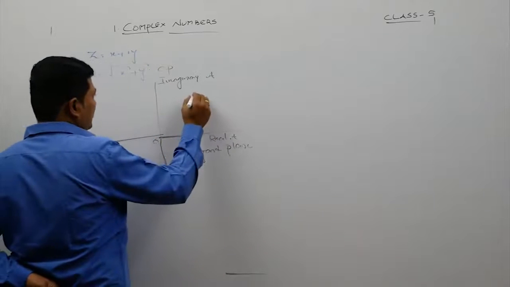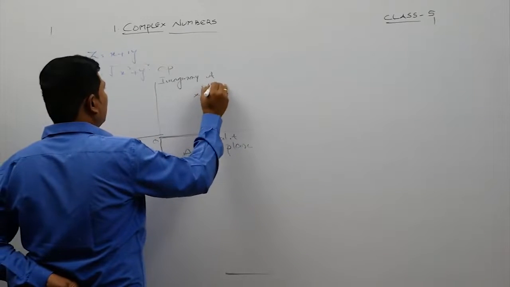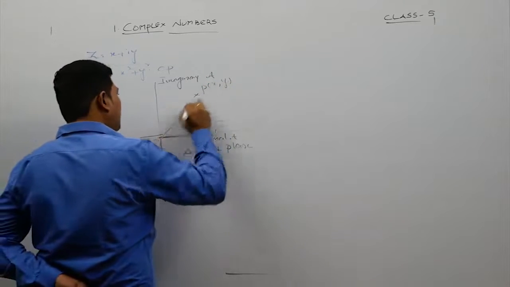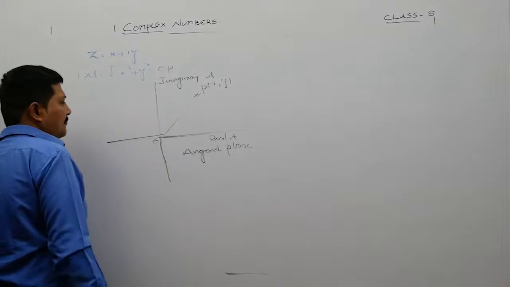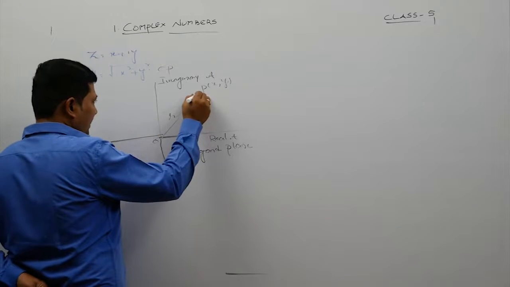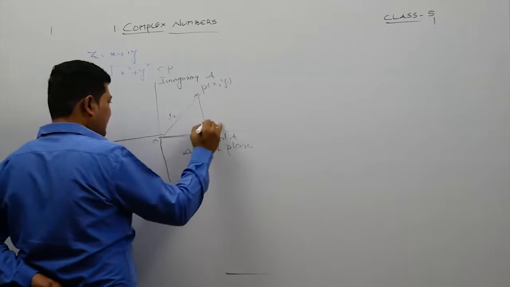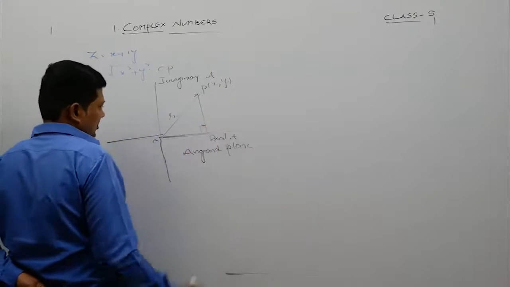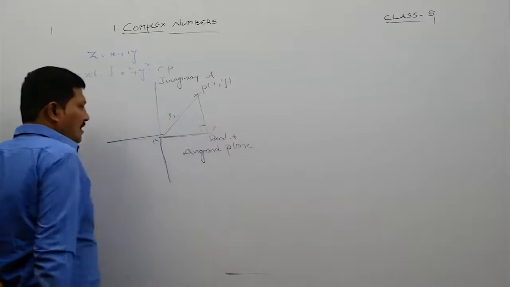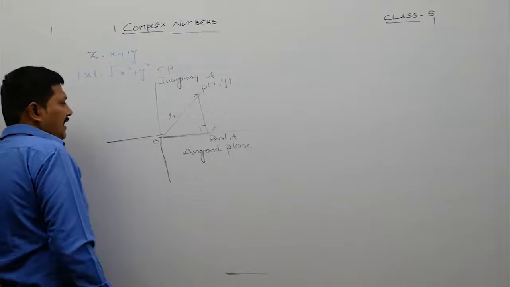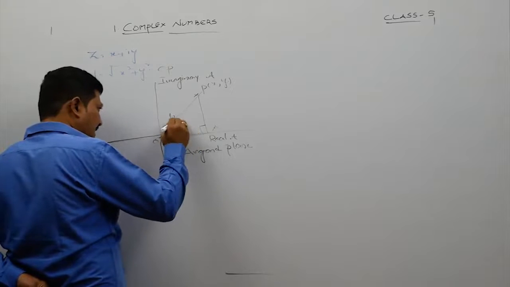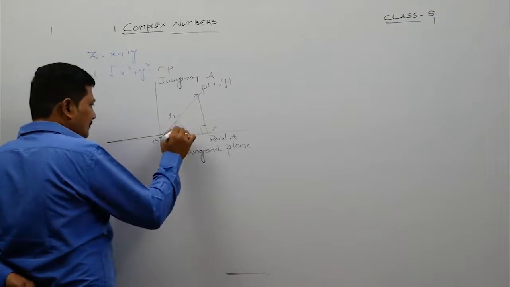Now suppose P is a point in the first quadrant. So P is (x, y). Then join OP. So the distance of P from the origin is denoted by r. And let's draw a perpendicular onto the real axis, and suppose this touches the real axis at the point A. And suppose the angle made by the line OP with the x-axis in the positive direction is theta.